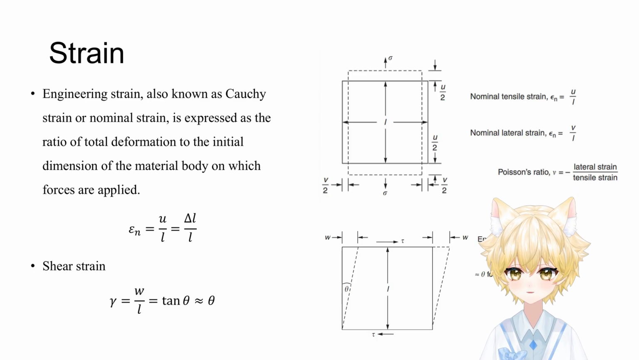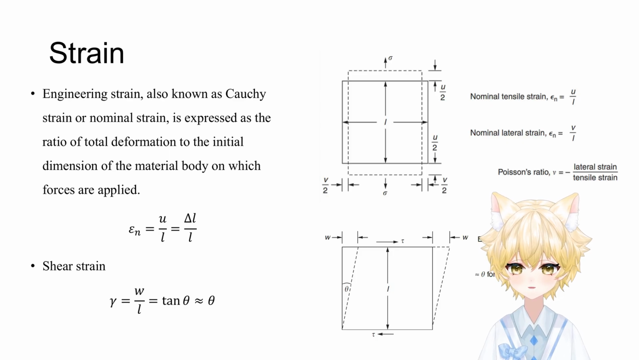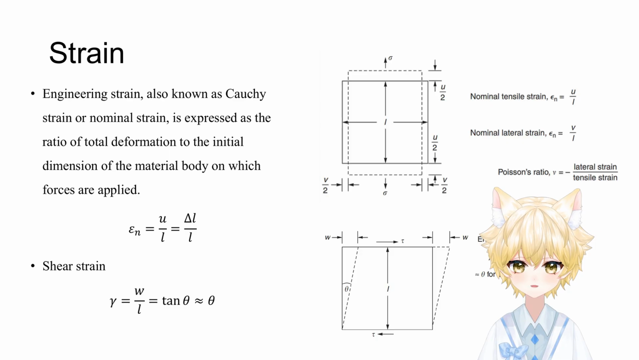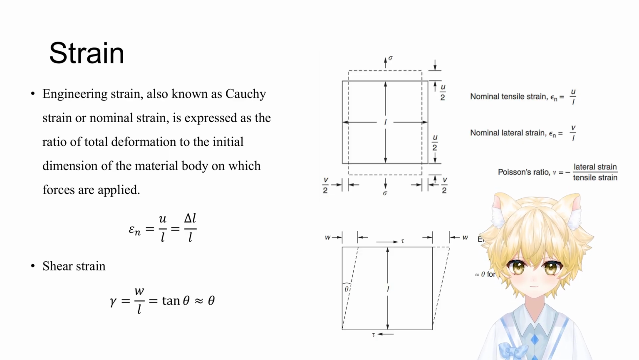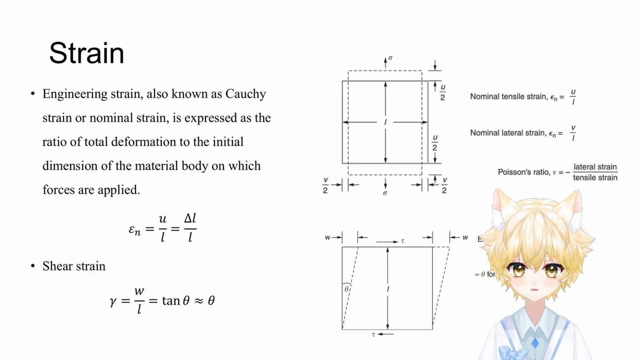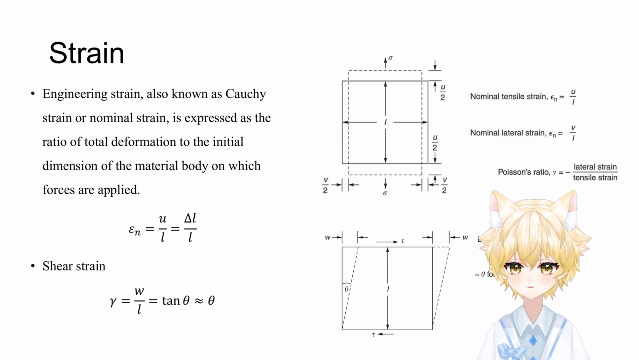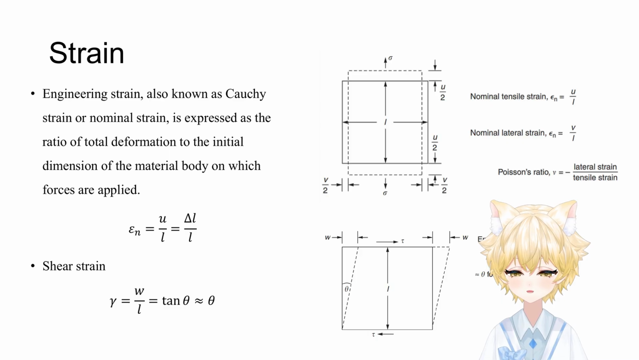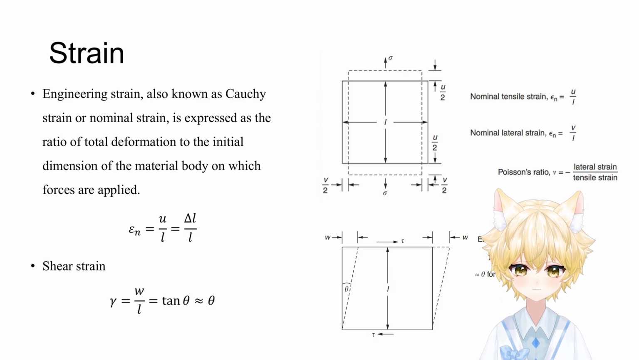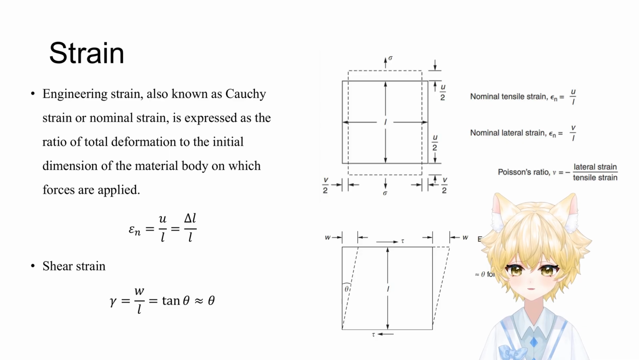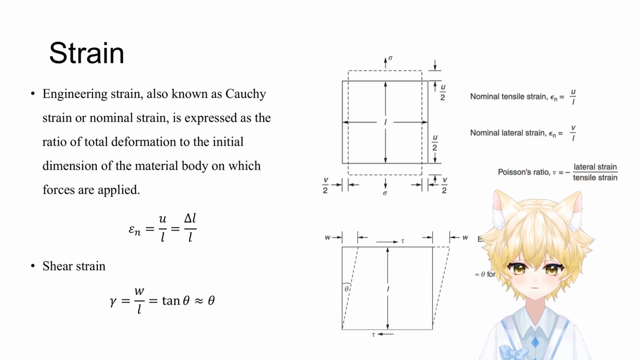If the stressed cube of length L extends by amount U parallel to the tensile stress, the normal tensile strain is calculated by U divided by L. When it strains in this way, the cube usually gets thinner. The amount by which it shrinks inwards is described by Poisson's ratio, which is the negative of the ratio of the inward strain to the original tensile strain.